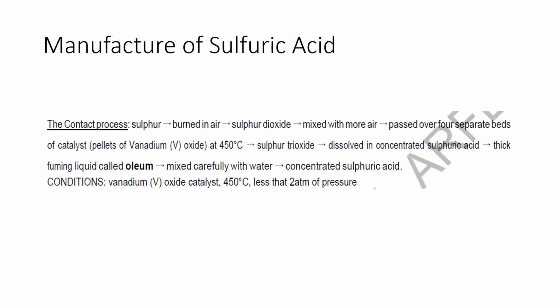Then the manufacture of sulfuric acid, how can we manufacture it? The manufacture of sulfuric acid is known as the contact process. So if you want to prepare sulfuric acid, the method is known as the contact process. What happens in the contact process, how do we carry out this process? What are the steps? First, sulfur is burned in air. As a result it produces sulfur dioxide.